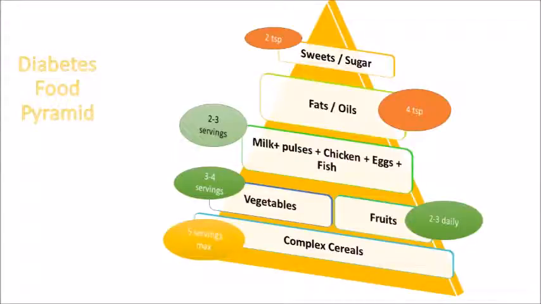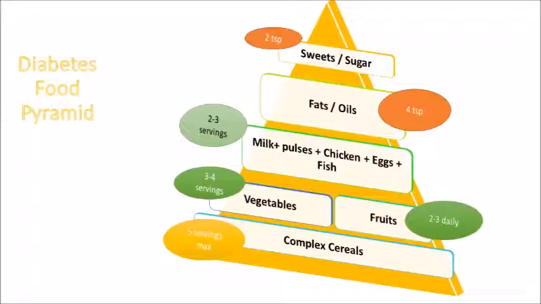This is the basic food pyramid which a diabetic person can follow. At the bottom you can see there are complex cereals. It's not only cereals for carbohydrates, it is complex cereals, which are whole cereals that contain high fiber content. After that, the second level is vegetables and fruits. We have also given how many servings you need to include: 3 to 4 servings of vegetables and 2 to 3 servings of fruits in a day is important. Later on, we will be discussing what we mean by serving and how much quantity exactly you need to include in your daily diet.